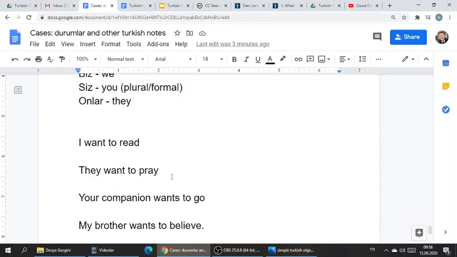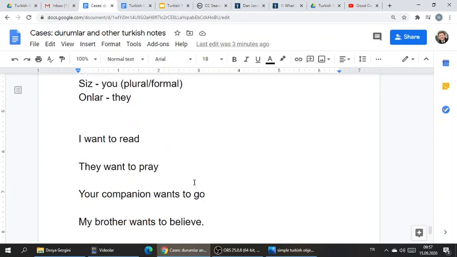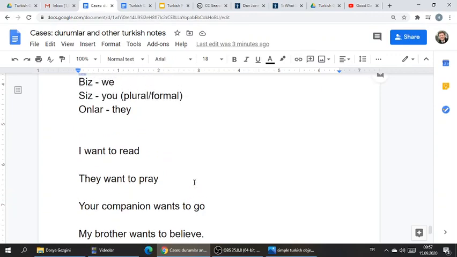Yoldaşın gitmek istiyor. Notice that when I'm talking about your companion, we're talking about he, right? He wants to go. So that's the subject of this sentence, is your companion. That is the one person, the one actor that wants to do something. And the person that is wanting and the person that is wanting to do the verb is the same.